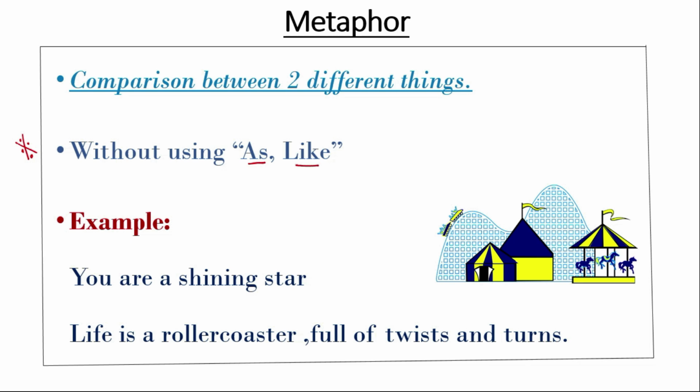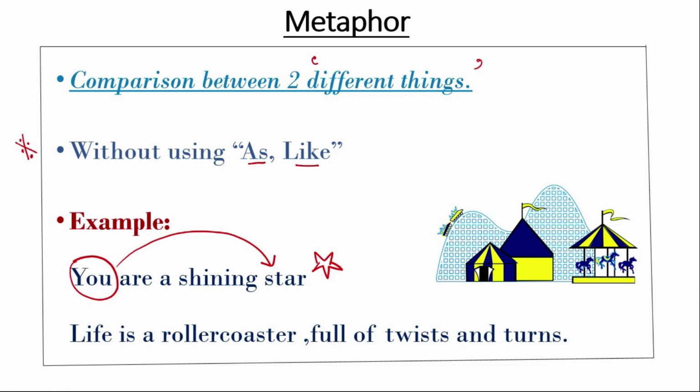Now let's look at an example for you to understand. You are a shining star. So you're compared to what? A star. You and star are completely different things, but you're comparing yourself and the star. So this is a metaphor. If you see here, the words like as and like are not used. So when two different things are compared to each other without using as and like, it is called a metaphor.